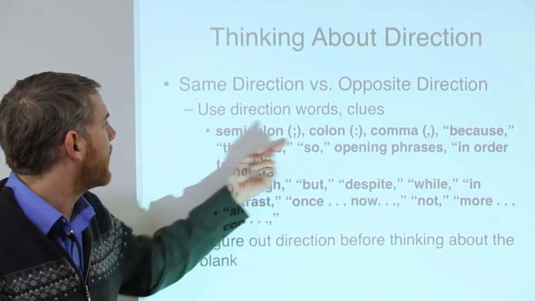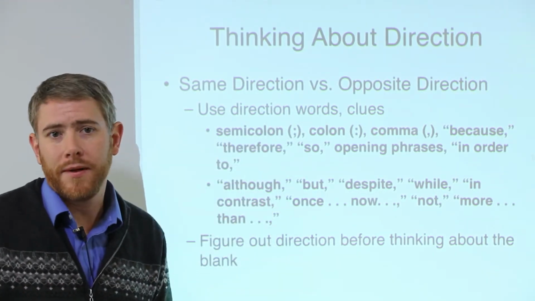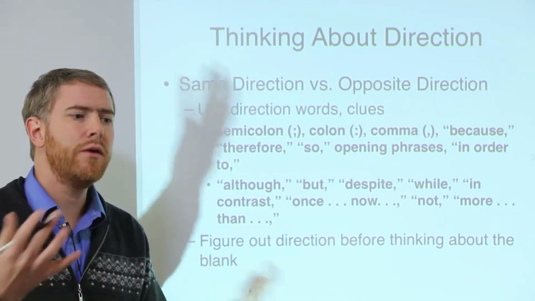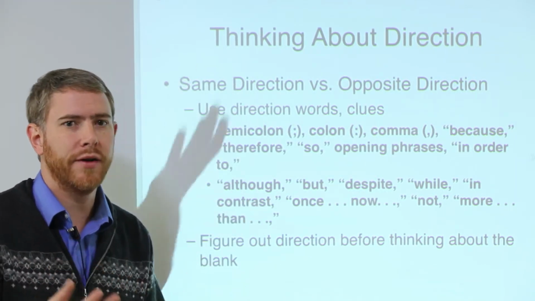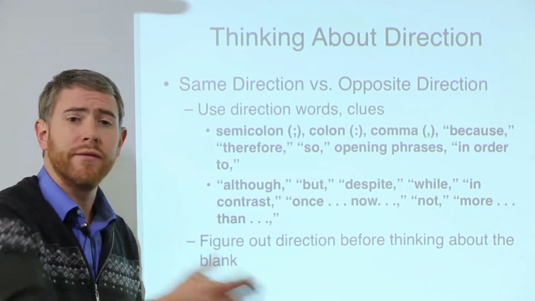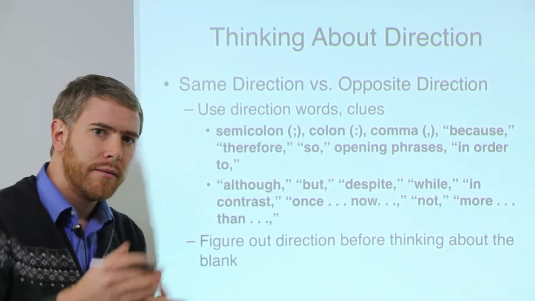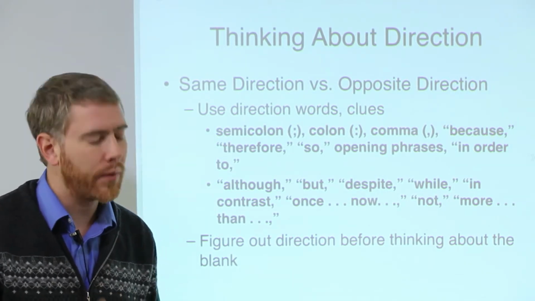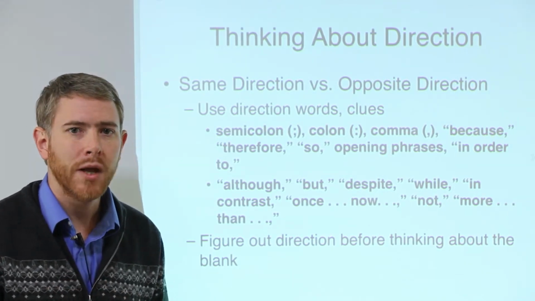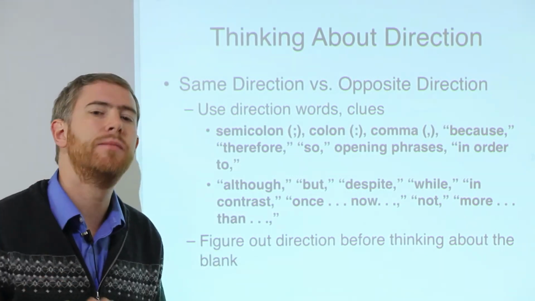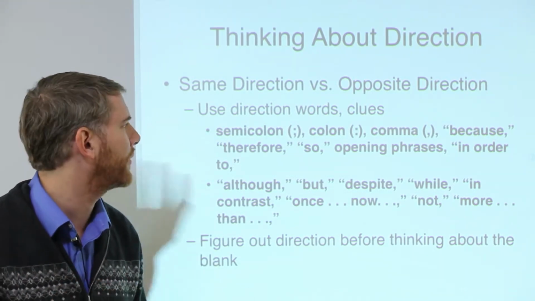For example, a semicolon is a great idea. We've talked about this before when we're doing the reading section. The semicolon sort of means, okay, here's what I'm talking about, or here's an example. So it really just reinforces the thing that came before it. So a semicolon tells you, look, part 2 of the sentence is going in the same direction as part 1. Same thing with a colon. A colon is a demonstration, an example. It's supposed to show the same thing. So these are all same direction things.